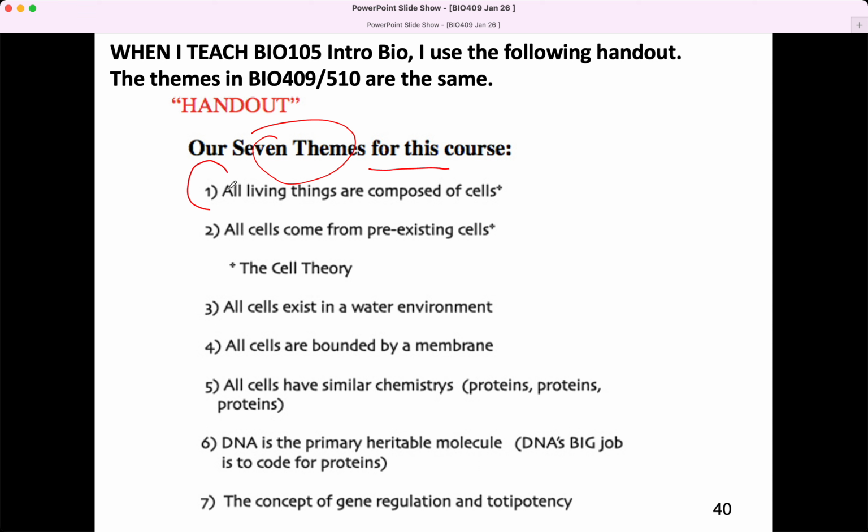I say all living things are composed of cells. All cells come from pre-existing cells. That's called the cell theory. That emerged in the 1850s. Part of the cell theory, naturalists thought that maybe something like spontaneous generation could occur, and you just get life from nothing. Okay, so our book is introducing this. It's cell biology for a reason. And then all cells exist in a water environment, and all cells have really similar chemistry.